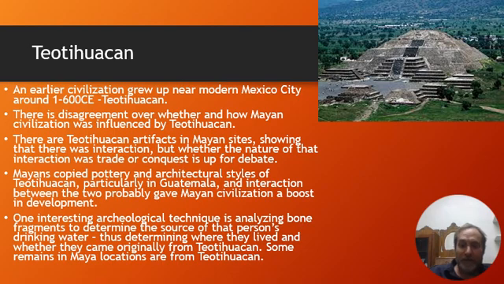One interesting technique that we have these days is we can analyze bone fragments, determine the source of that person's drinking water, and figure out where they lived. It turns out that some of the remains of people in Maya locations originate from the area around Teotihuacan. So there's almost certainly a good deal of interaction.